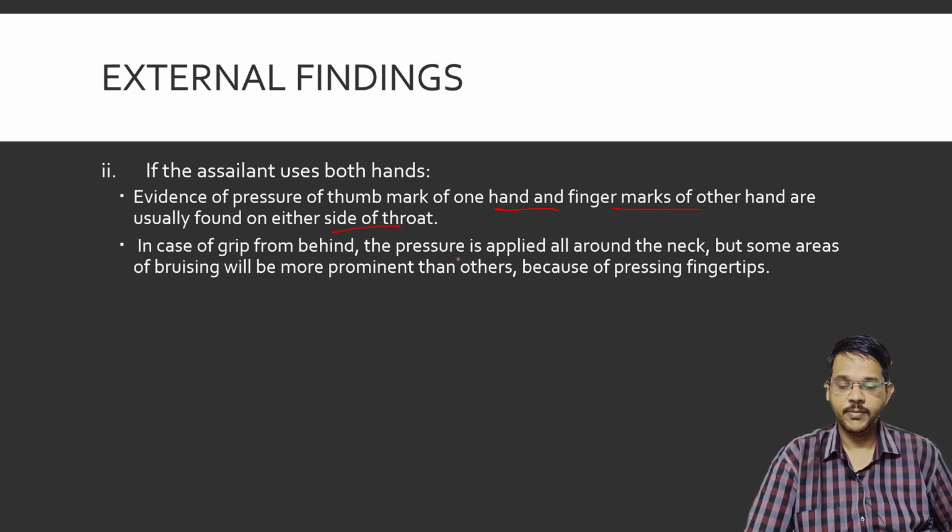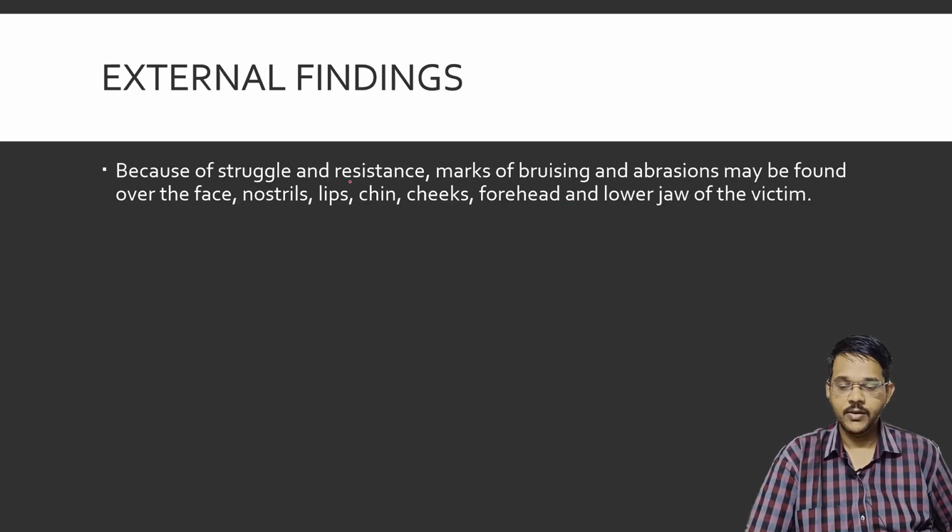In case of attack from behind, pressure is applied all over the neck, but some areas of bruising may be more prominent than others because of the pressing of fingers. So if the assailant has used both hands, then both thumb marks will be present on the front side, and the fingertips will be present on either side. If used from behind, then the marks will be seen all over the neck. Because of struggle and resistance, marks of bruising and abrasions may be found over the face, nostrils, lips, chin, cheeks, forehead, and lower jaw of the victim.